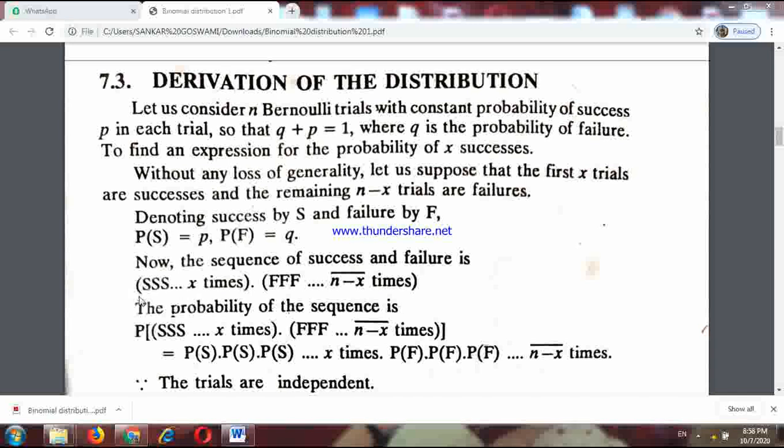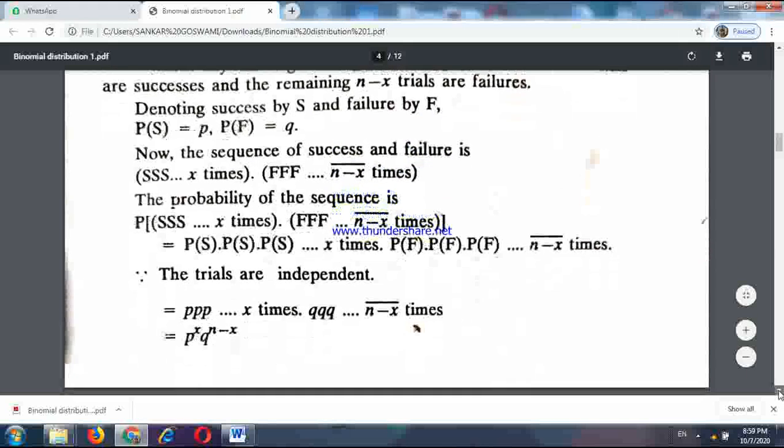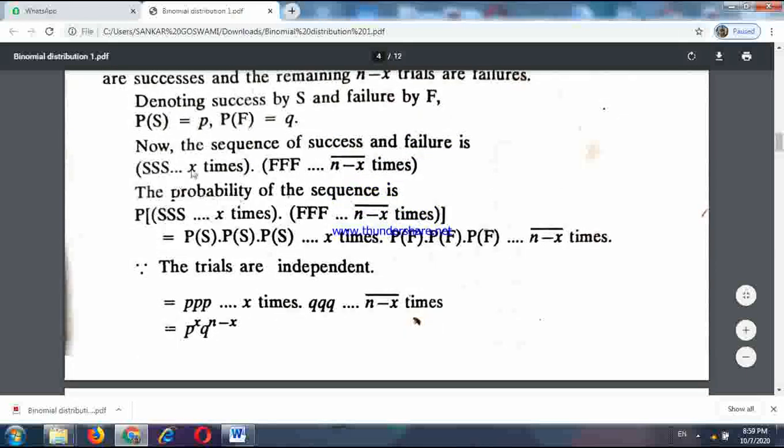It's possible that the first trial gives me success, then failure, again success, again failure. In this way I get success X times, and the remaining trials all give me failures. Fine. So suppose we just assume that this is the possibility, the sequence of successes and failures. Now what's the probability of this sequence? That means probability of X successes in n trials.